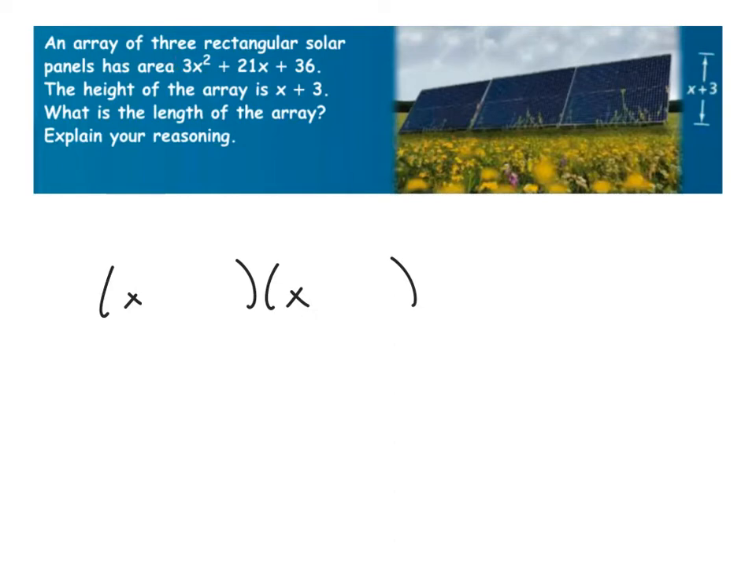So let's take a look at this warm-up problem first. The array of 3 rectangular solar panels has an area of 3x squared plus 21x plus 36. The height of the array is x plus 3. What is the length of the array? There are 3 of them and they have the same measure, so we should have some measure on the bottom times this to get a polynomial, and then you get that 3 times. So this should be 3 times bigger than the trinomial that makes one of them.